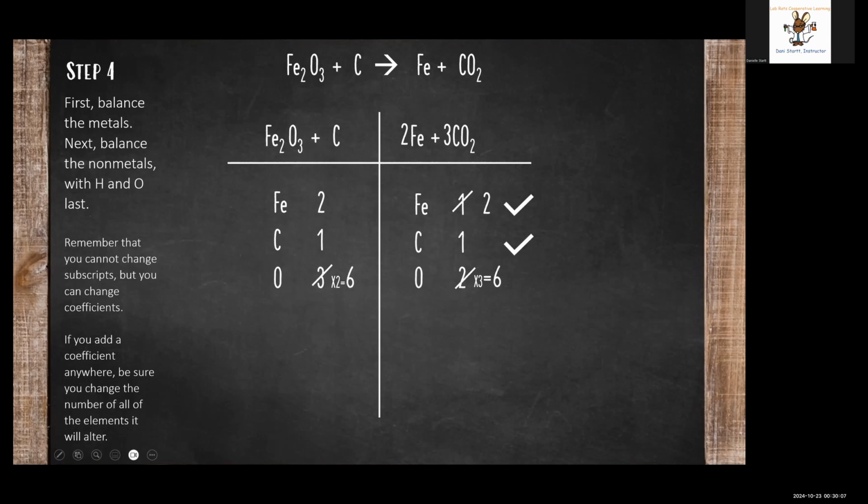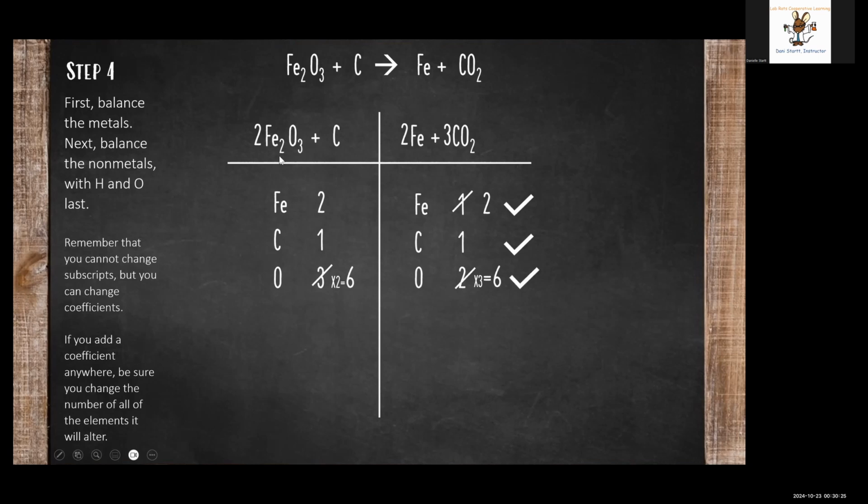So now how are we going to fix that? Well, we have 3. So what do we need to do? We can't change the subscript. We have to change the coefficient. We have to put a 2 here. Now we have 2 groups of 3. That's 6. All right, so we're good. 6 and 6. So we're done, right?